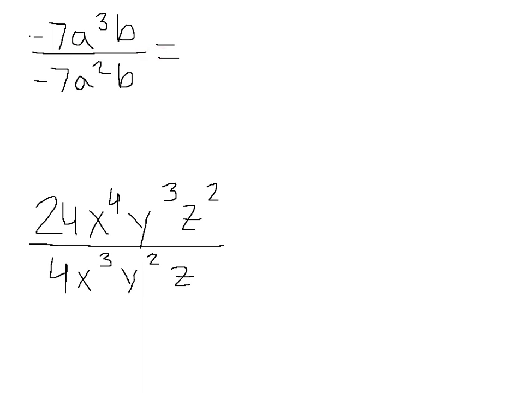So when you divide, let's look at the numbers first. First of all, we have two negatives. Two negatives cancel out and become positive. 7 divided by 7 cancel out, become 1 and 1, so we can consider that dividing the top and bottom by 7.